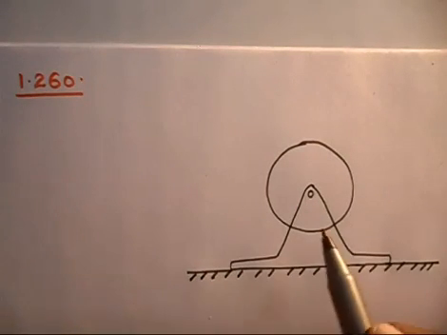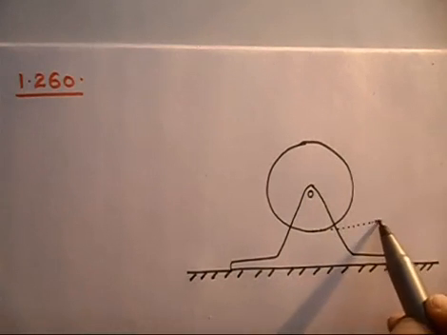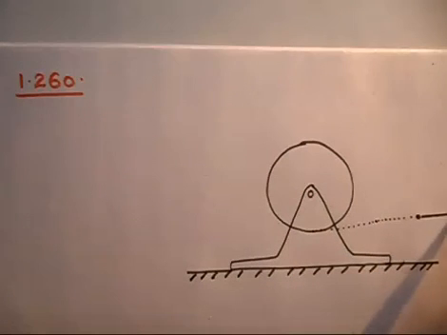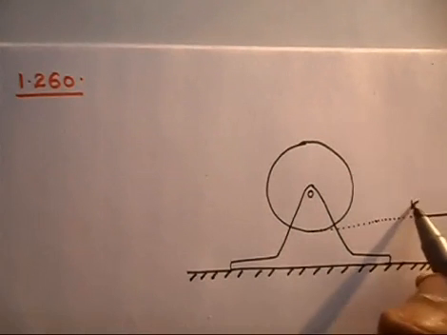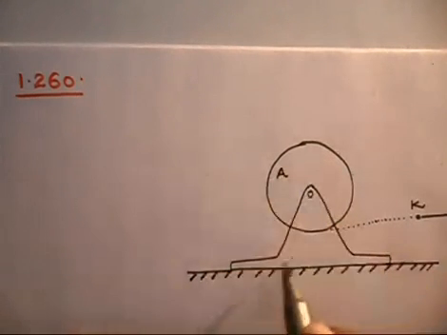Now there is a thread that is attached to this point, and there is a force F acting on it. Now we call this point K. This is called A and this is called B.